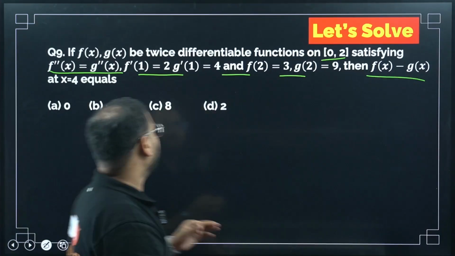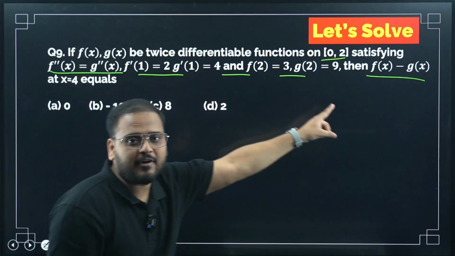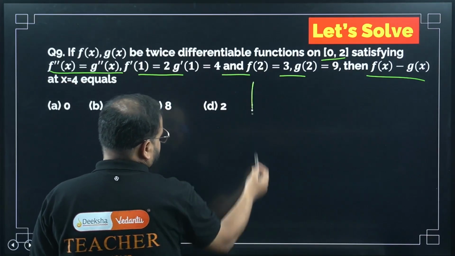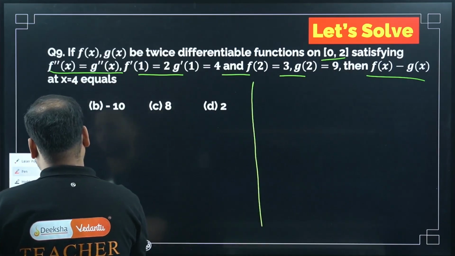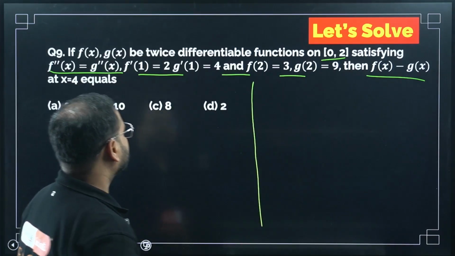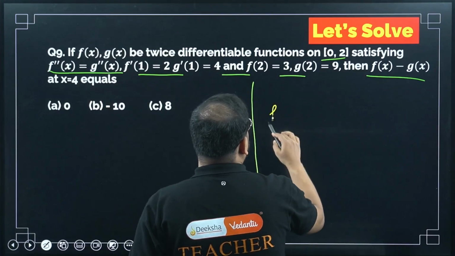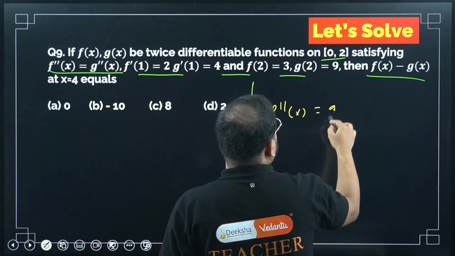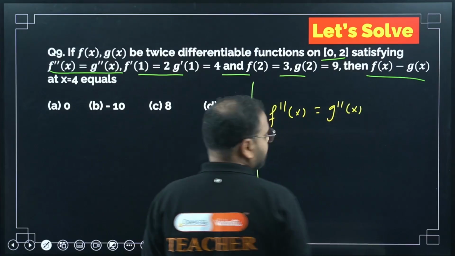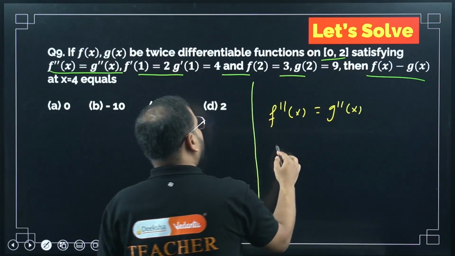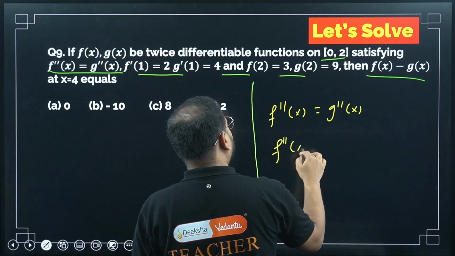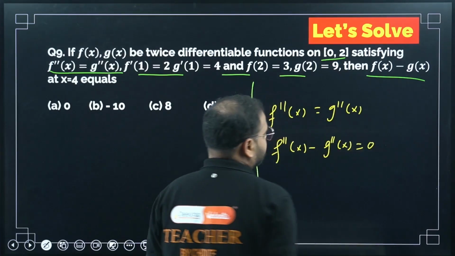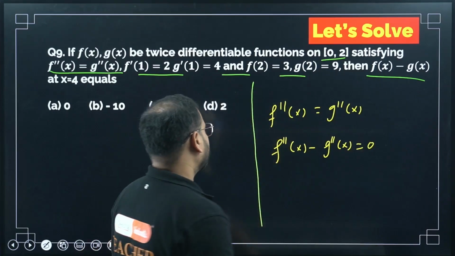Understand this. From the differentiation, we have to reach the function, which means we have to do integration. Have a look. From the first condition, f double derivative of x equals g double derivative of x, they have given this like this. I can take this over here. I get f double derivative of x minus g double derivative of x equals 0.